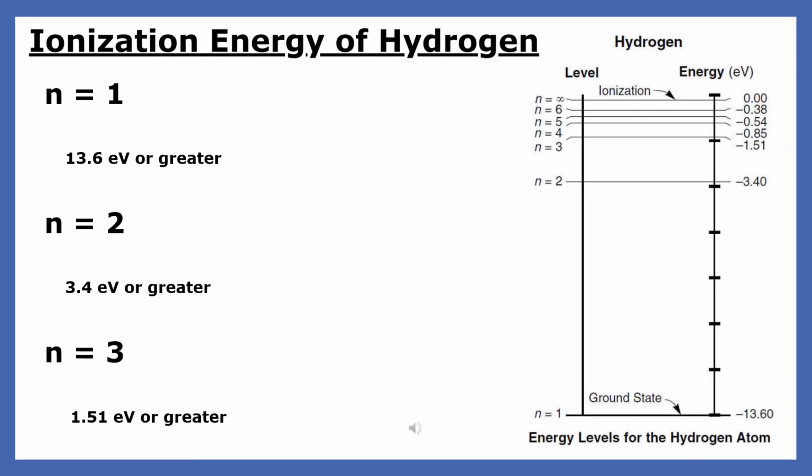So since the energy of an electron on the n equals 1 level of hydrogen is 13.6 electron volts, then you need 13.6 electron volts or greater to remove that electron from the atom. To remove an electron from the n equals 2 level, you need 3.4 electron volts or more.